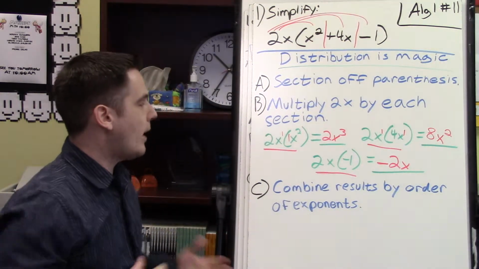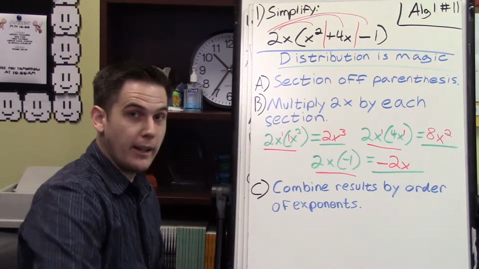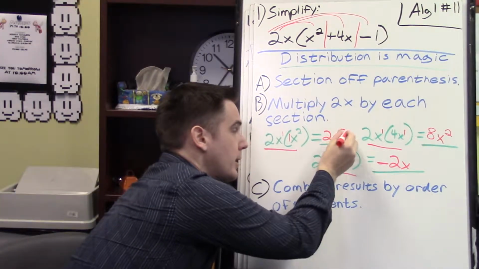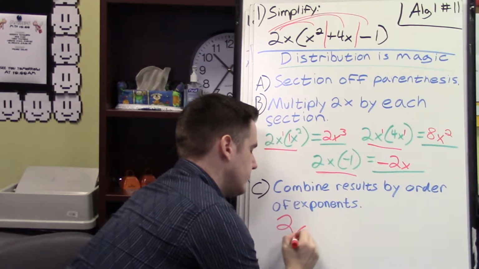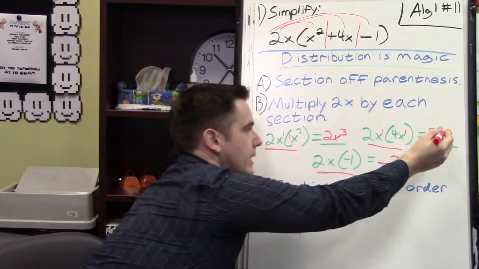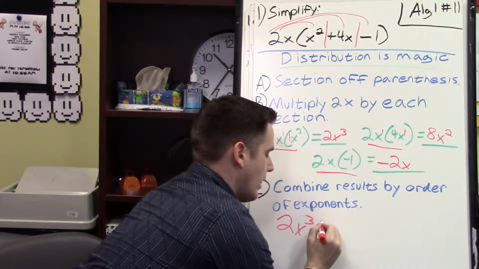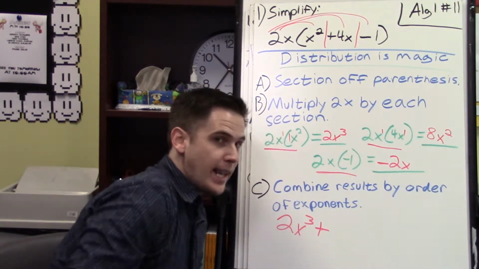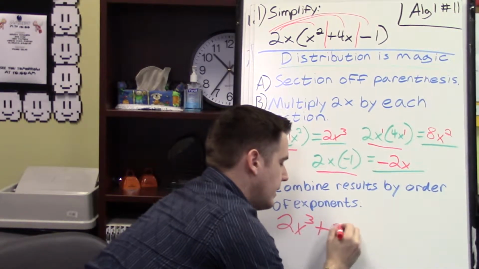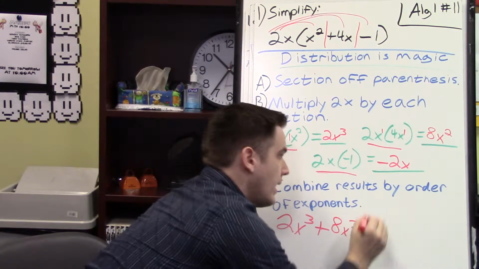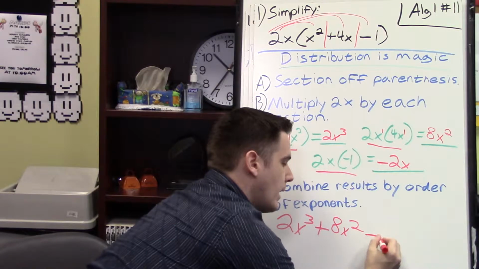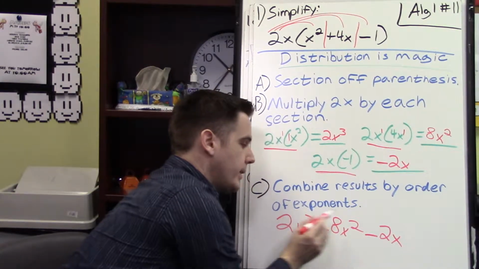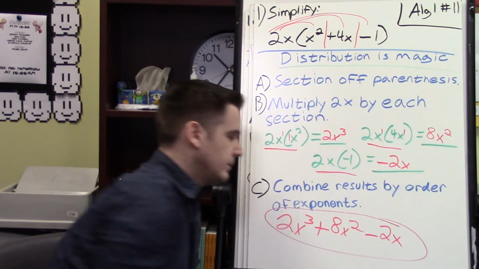Finally, you combine the results by order of exponents. So we've got 2x cubed, meaning the biggest exponent goes first, then the next biggest exponent, and I'm going to add it because it's positive. I'm not adding it because you always add. If it's positive, it's add. And this is a negative number, so I'm just going to do minus 2x. Order of exponents, 3, 2, 1, and you're done.